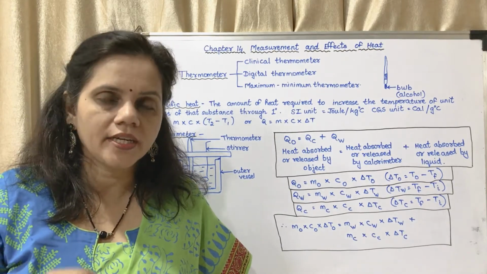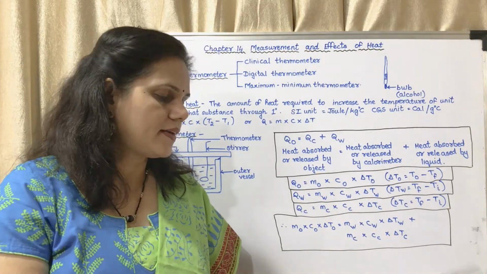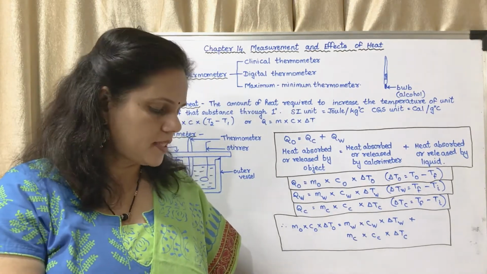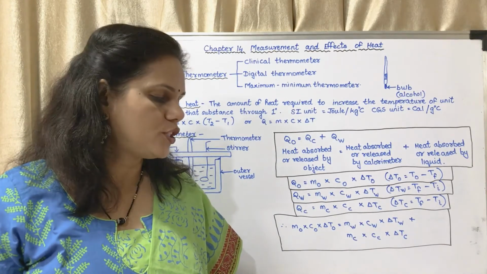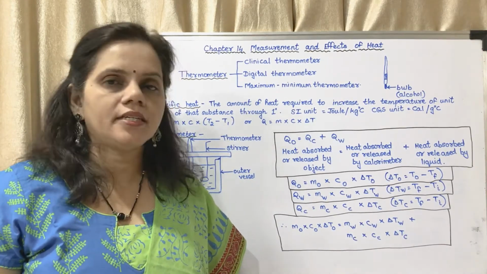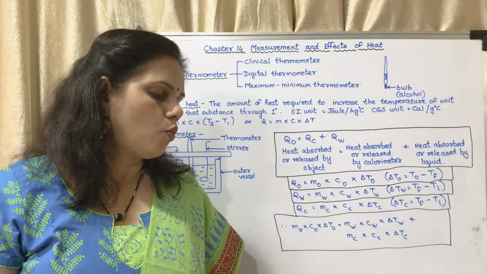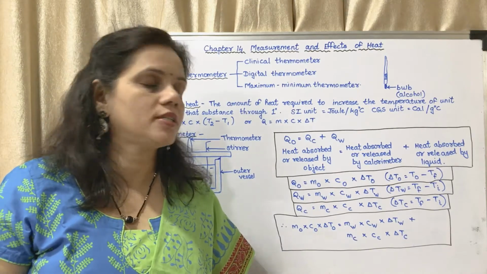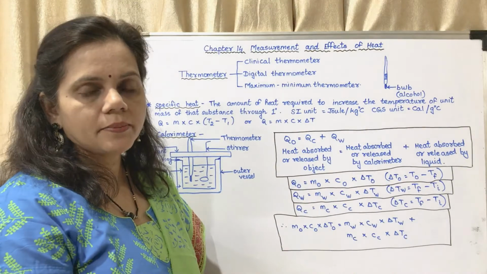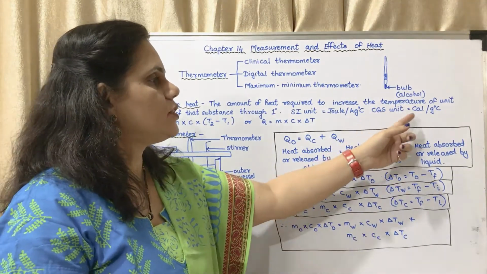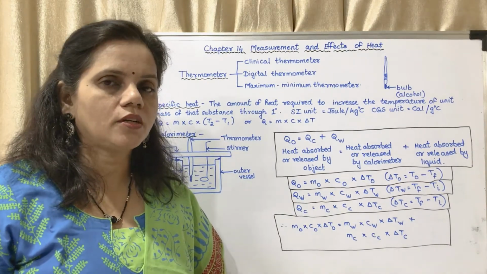Every object has its own specific heat. For example, they have given in a table on page number 99, the specific heat of aluminium is 0.21. For water it is 1. I had told you in the other lecture, the specific heat of water is 1. What is the unit? The SI unit is joules per kilogram degree Celsius, and the CGS unit is calories per gram degree Celsius. This is an objective question.